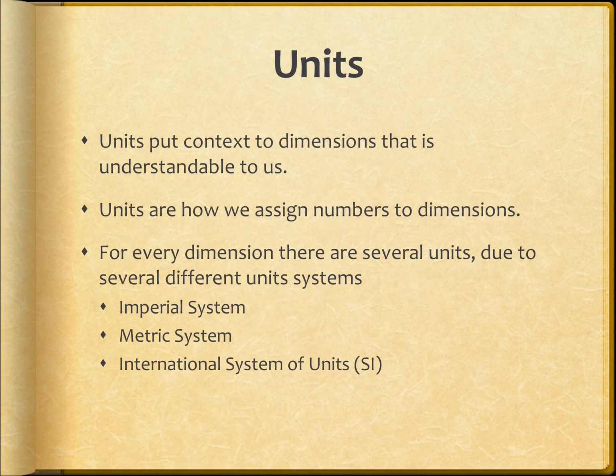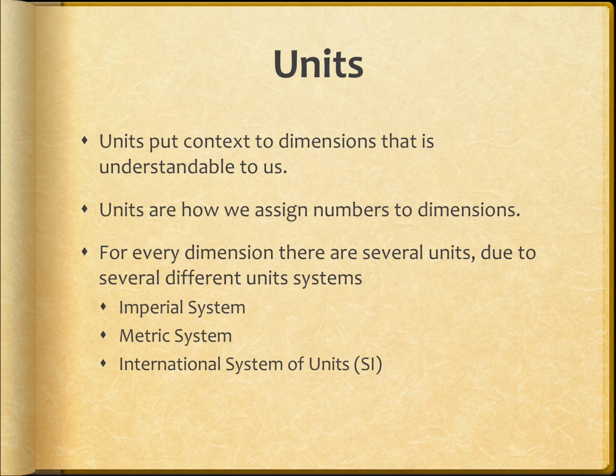Units put dimensions into a context that we understand, right? So length can be very different. You could be talking about length of cells that you see under a microscope, or the length between objects in the universe. And those are obviously very different scales, so we need units to put some context to that. And this is also how we can quantify dimensions, because dimension is just length. Length itself doesn't have a specific measure, right? It's just describing some aspect of the physical world. So for practical purposes, we assign units to dimensions.